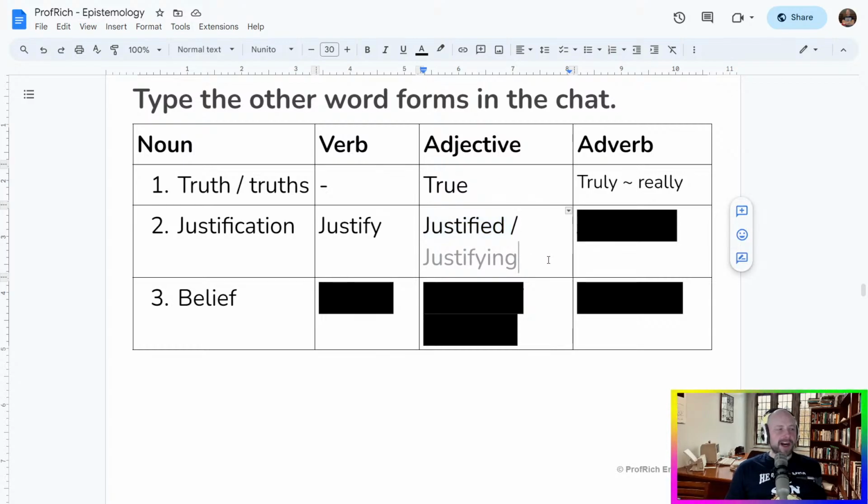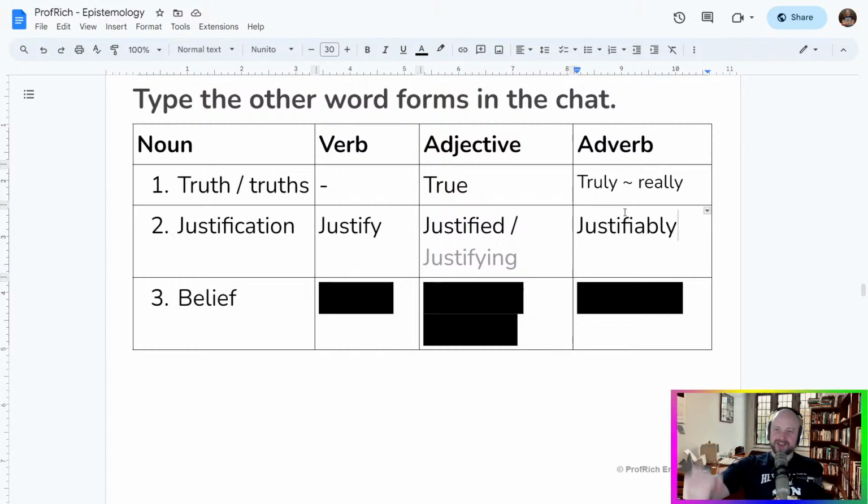Then we've got justified, like a justified belief. A justified truth, that is a truth which we can justify. And finally, the adverb is justifiably. He justifiably called it knowledge. He justifiably stated the truth. Justifiably means we have been able to justify it.